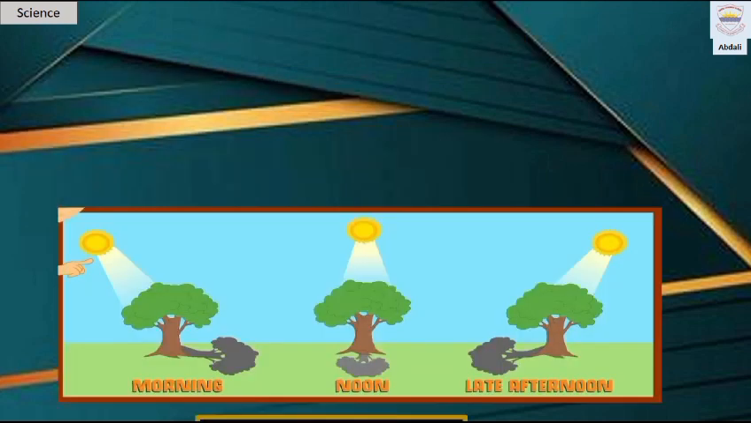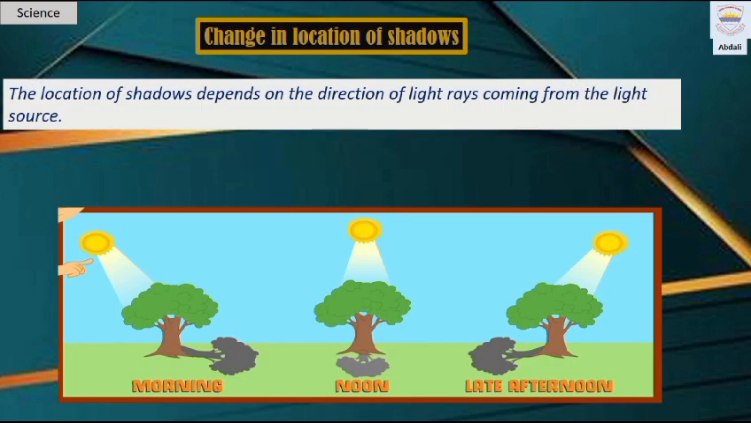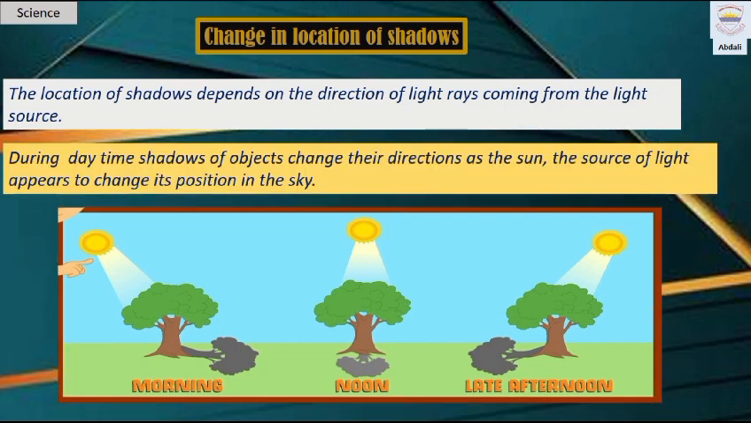Change in location of shadows. The location of shadows depends on the direction of light rays coming from the light source during daytime. The shadows of objects change their directions as the sun, the source of light, appears to change its position in the sky. Reflection of light.